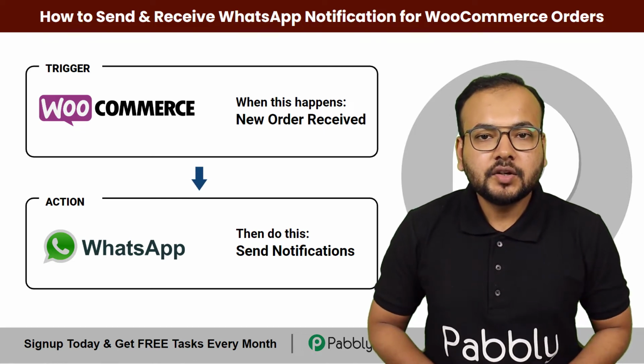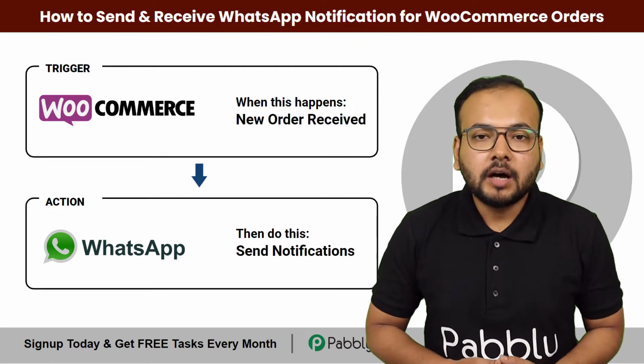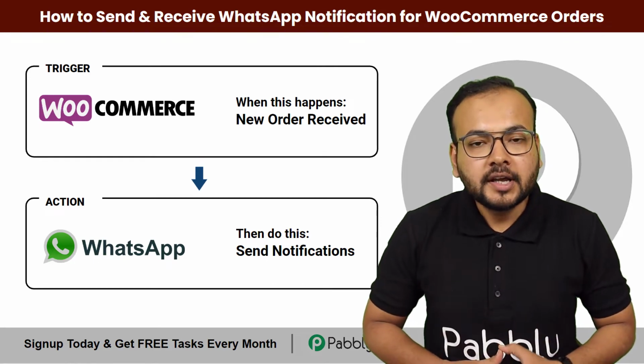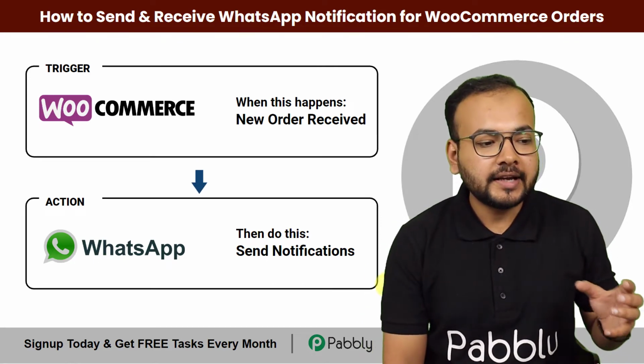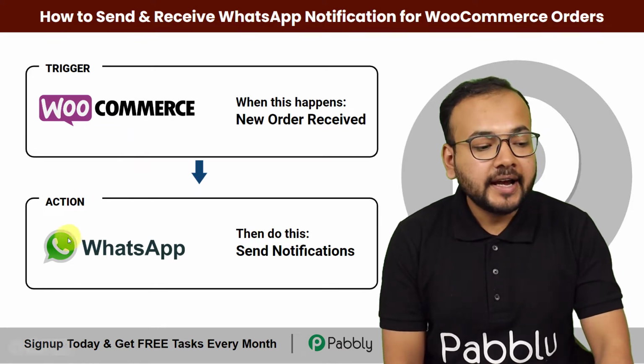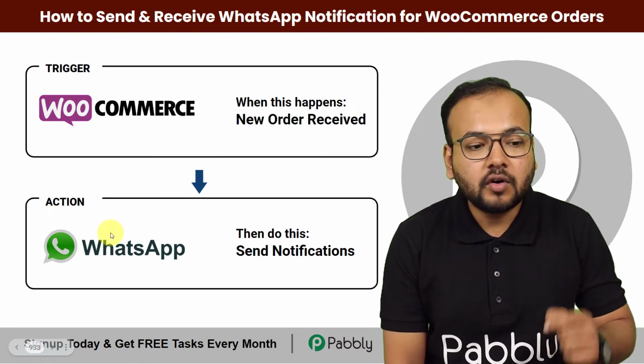Guys, in this video, you will learn how you can receive and send notifications about the new orders that you're getting on your WooCommerce store. For that, we are going to connect the WooCommerce plugin of WordPress as the trigger application and WhatsApp as the action application inside our automation workflow.